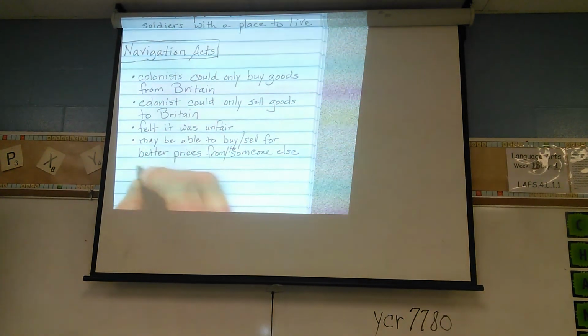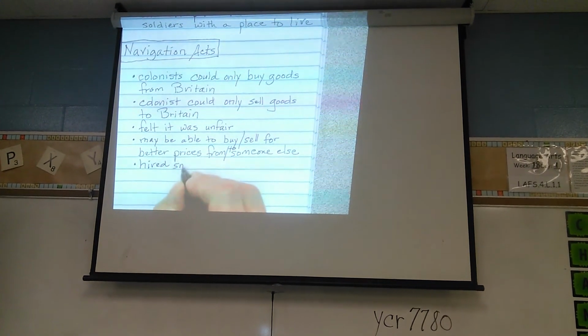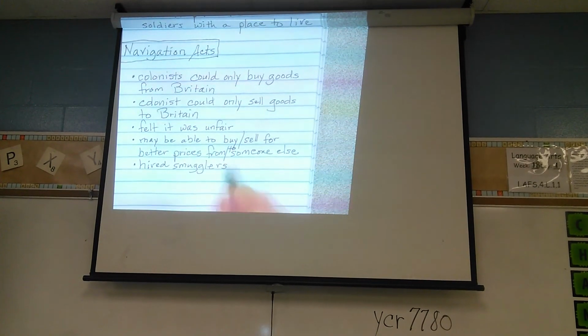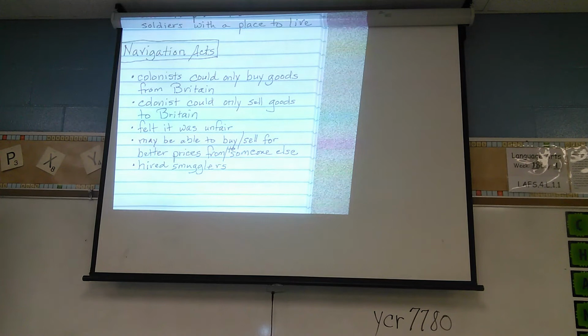And what did they do? They smuggled. They hired smugglers. It says here, so people paid smugglers to bring in illegal foreign goods and to sell the colony's own goods to other countries. They did business with their butcher, their baker, and their smuggler. When the British saw what was going on, they sent warships to patrol the American coast. Smugglers who were caught were fined and imprisoned.